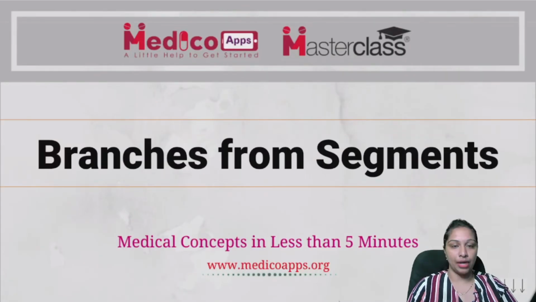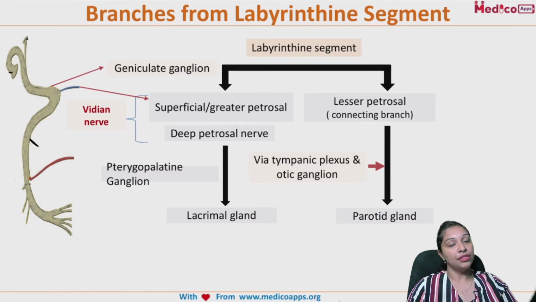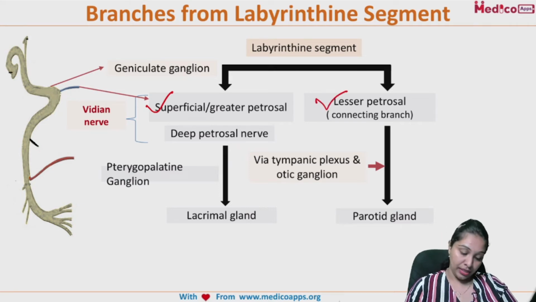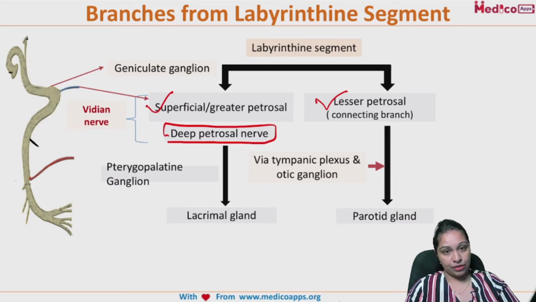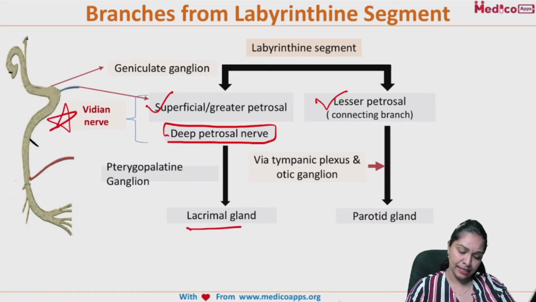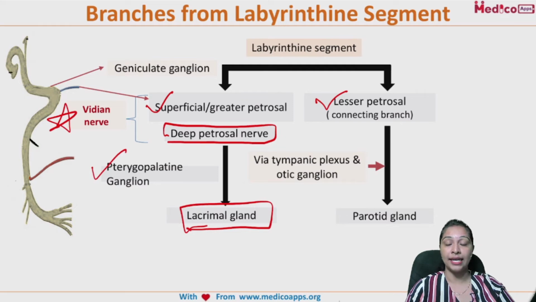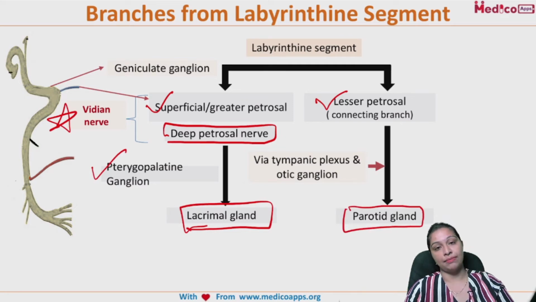Okay, now let us look at the branches that arise from various segments. The first segment we're looking at is the branches from the labyrinthine segment. So we have the superior or the greater petrosal nerve and the lesser petrosal nerve, right? And from the greater petrosal nerve, we also have along with it the deep petrosal nerve. Together, these two form the Vidian nerve. They supply the lacrimal gland via the pterygopalatine ganglion. And the lesser petrosal nerve supplies the parotid gland via the tympanic plexus and the otic ganglion.